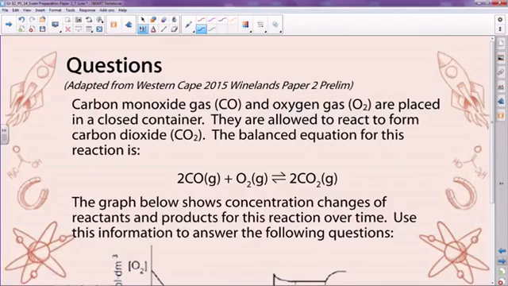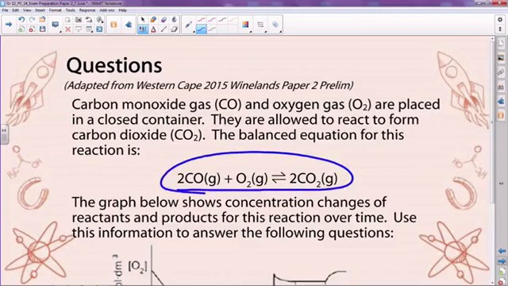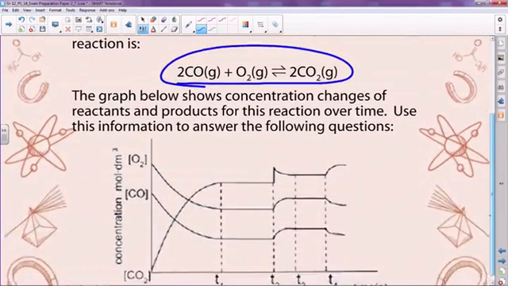It says carbon monoxide gas plus oxygen gas are placed in a closed container. They're allowed to react to form carbon dioxide. The balanced equation for this reaction is this. Now we like the balanced equation, so that's important. Okay, it's balanced, great. You don't have to worry about it. The graph below shows concentration changes of reactants and products for this reaction over time. Use this information and answer the following questions.